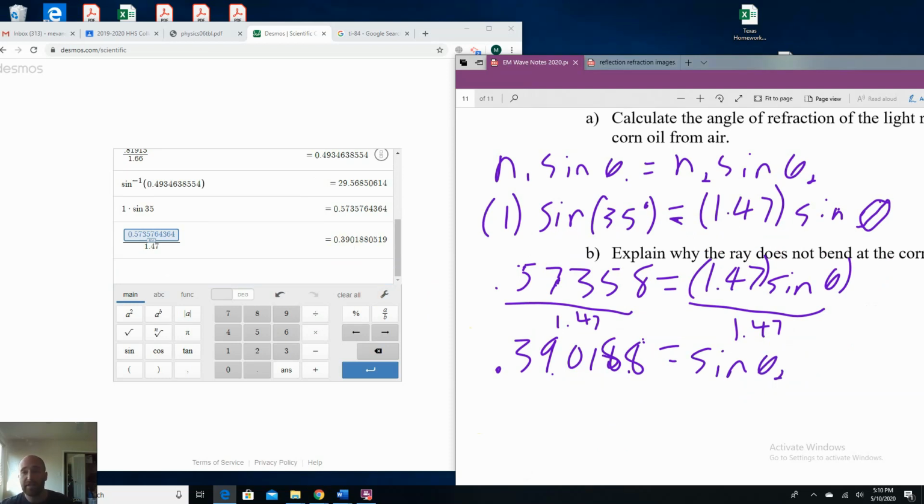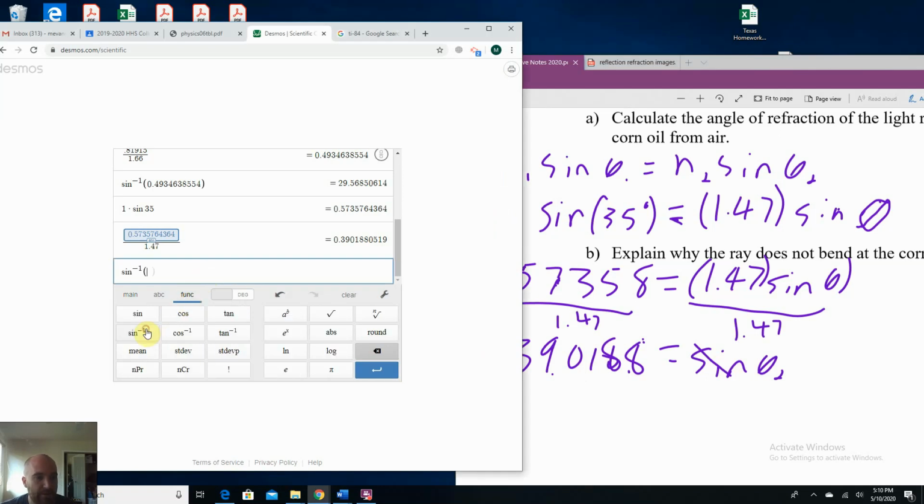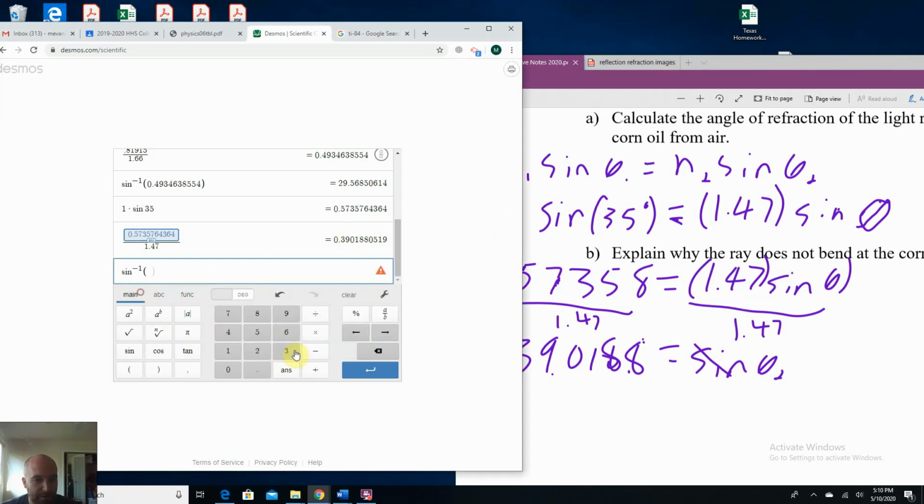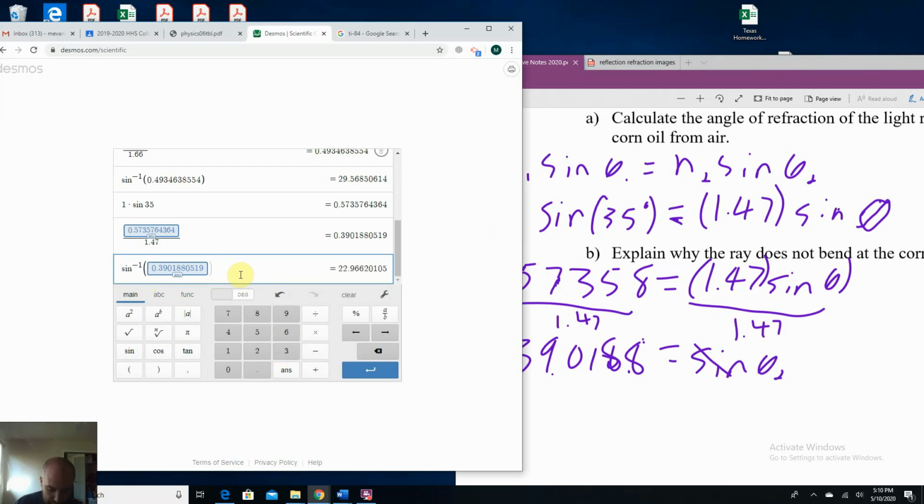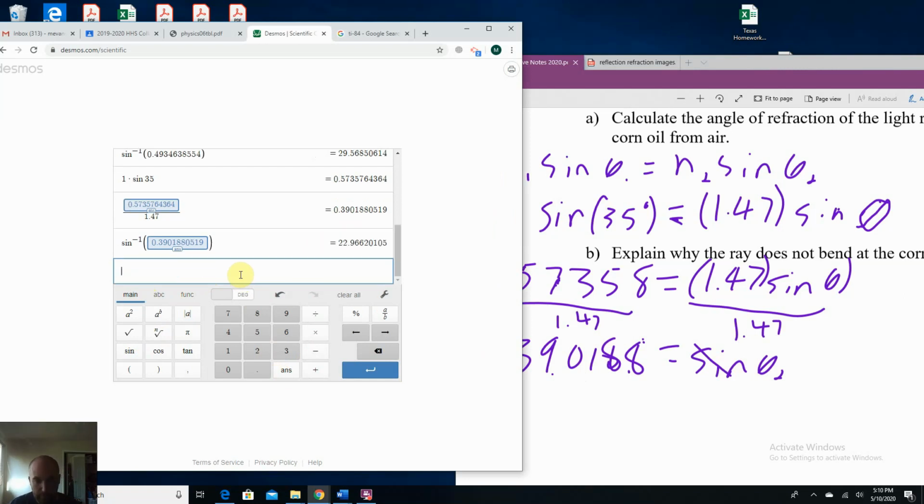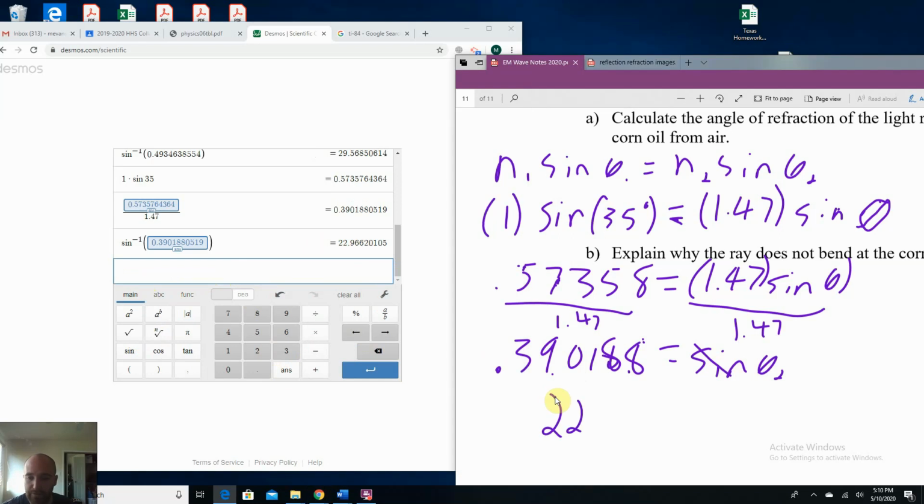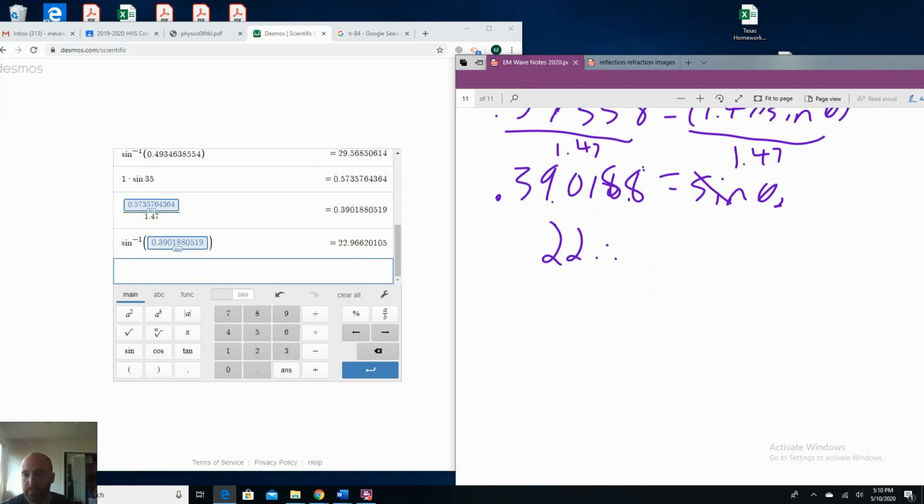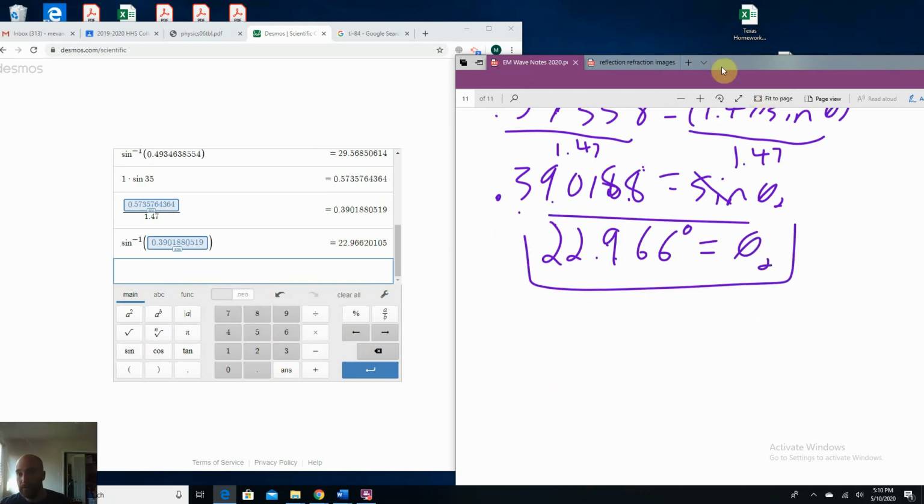And again, that last step you have to do, okay, we're not done, is the inverse sine function, which basically gets rid of this. But if you do it to one side, you have to do it to the other side. So we're going to do the inverse sine of this answer right here, which is, if you click this, it'll plug it right in for you. Alright, I got 22.966 degrees. Let's go with that. 22.966 degrees equals theta 2. And there we go, refraction.